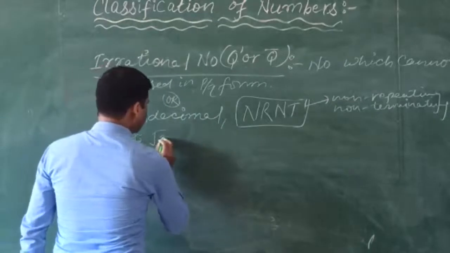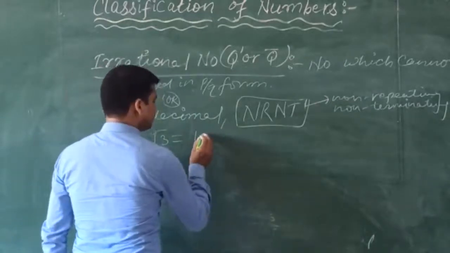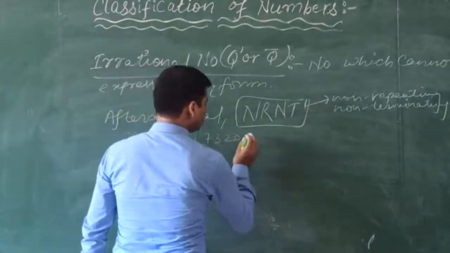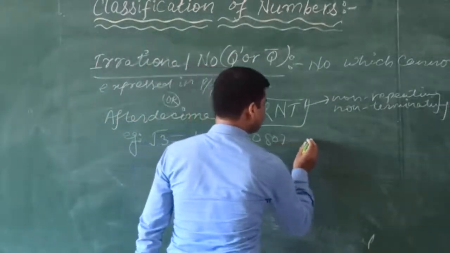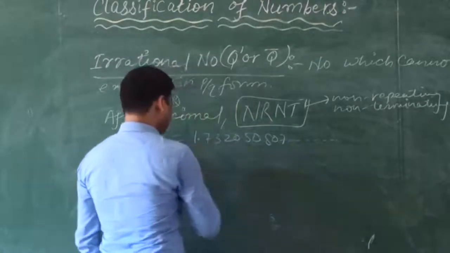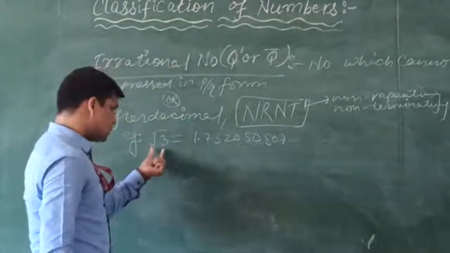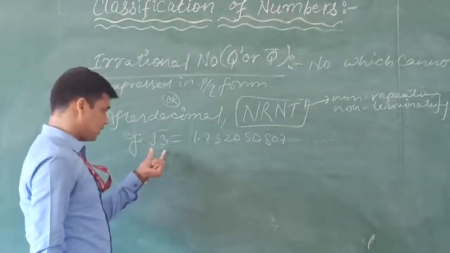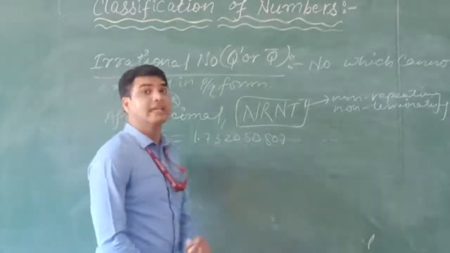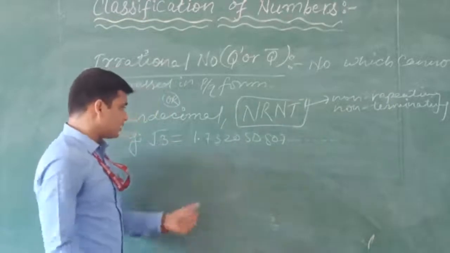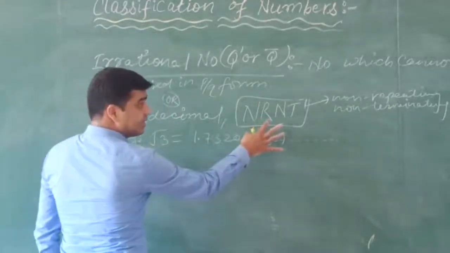What is the value of root 3? Root 3 value we know is 1.732050, 7, in this way it is going. See this here, is this number irrational or not? We have already studied that root 3 is an irrational number, but if it is given in decimal form, how can we identify it? We can identify it: after decimal NRNT, non-repeating, non-terminating.